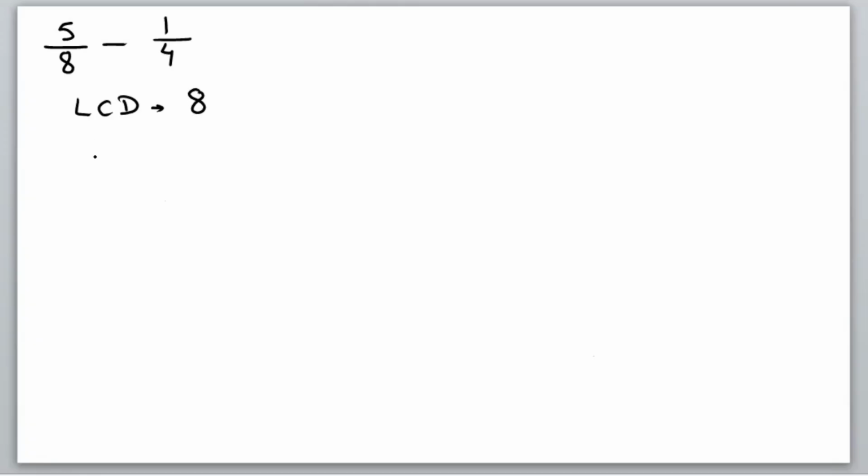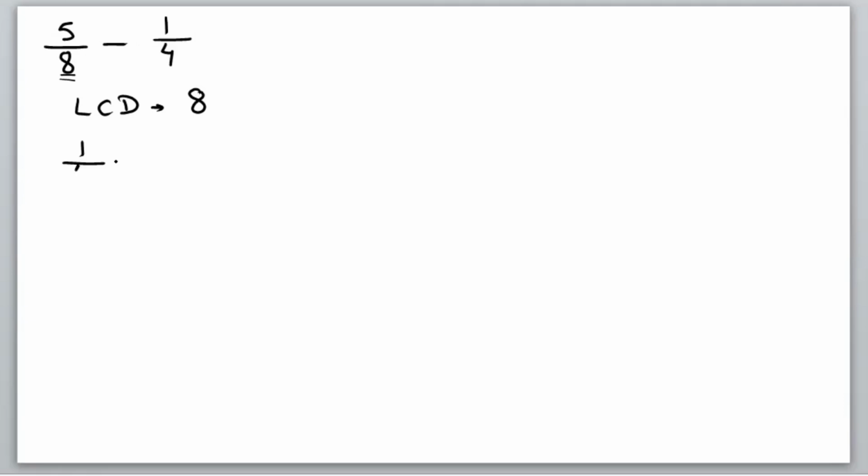If you find the multiples, you will see the least common multiple will be 8. We can easily say that 8 is the multiple of 4. 4 times 2 will be 8. So we directly know that our least common denominator will be 8. Now we have to find the equivalent fraction. Here 5 over 8, the denominator is already 8, so we don't need to change this one. Now we have to only change this one.